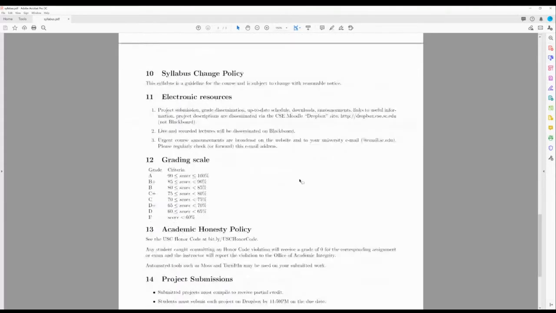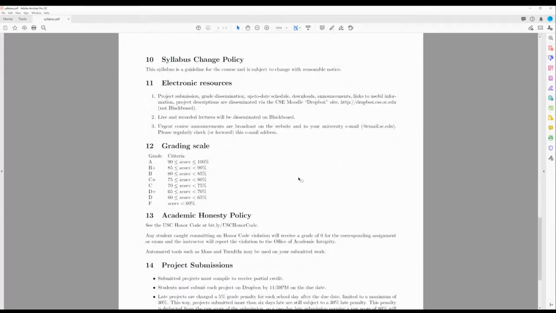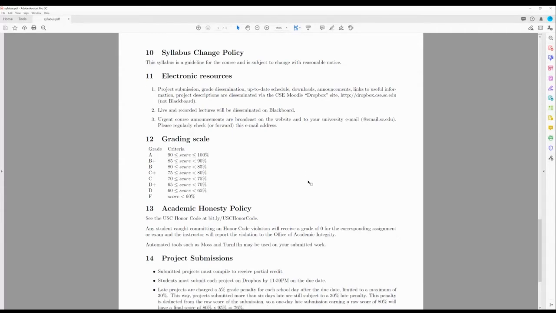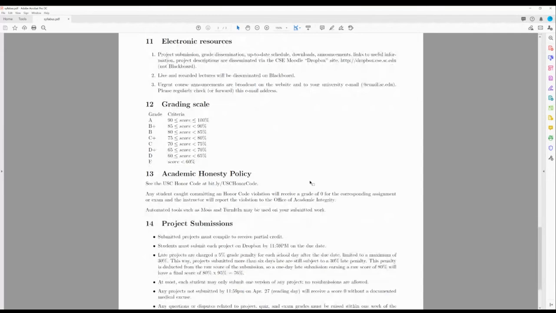Section 12 is the grading scale. We use the standard grading scale, 90, 85, 80, 75, 70. I think this has become pretty standard lately.